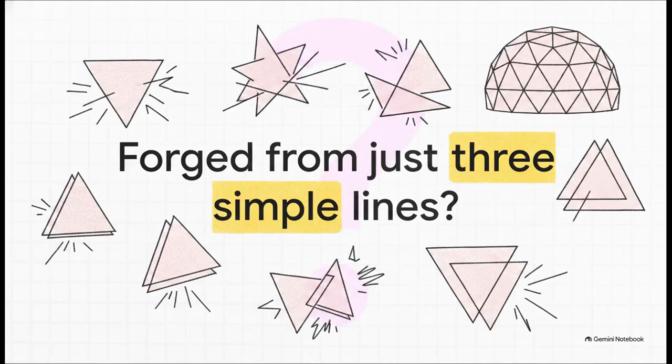It sounds almost impossible, doesn't it? But what if I told you the strongest, most complex structures in the universe are forged from just 3 simple lines? No crazy curves, no infinite angles, just 3 interconnected segments working in perfect harmony. That's the magic of the triangle. So instead of going through a boring old agenda today, let's just plunge right into the mystery.